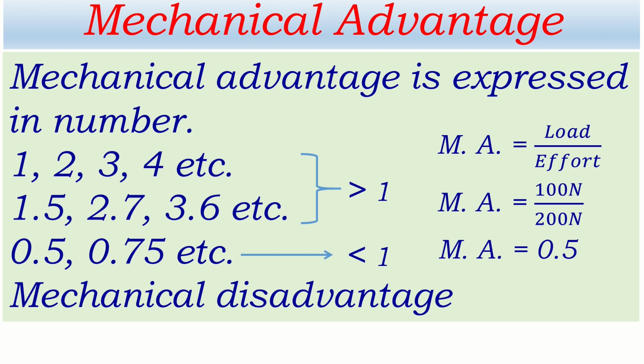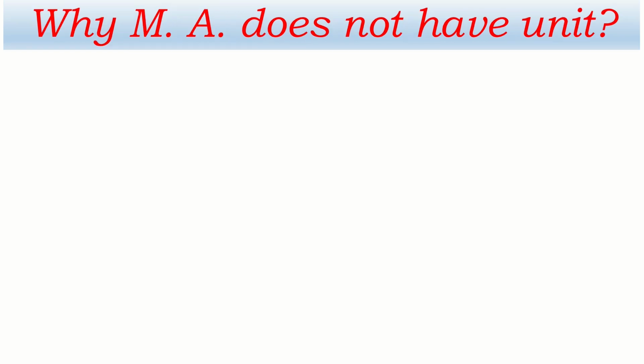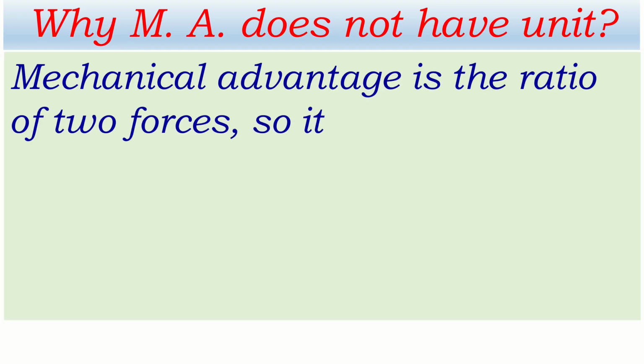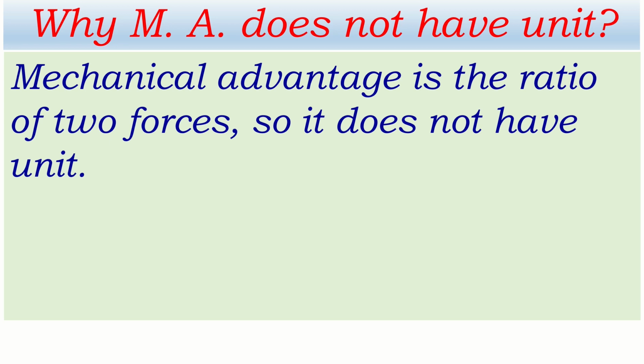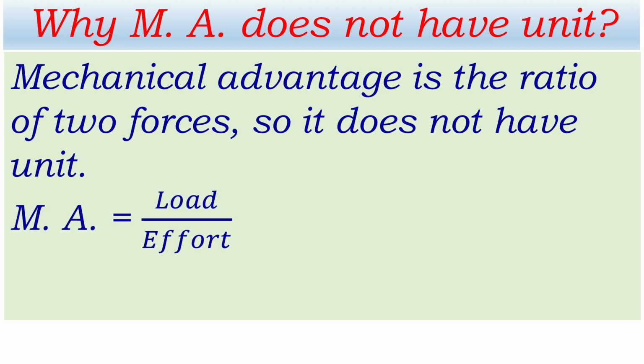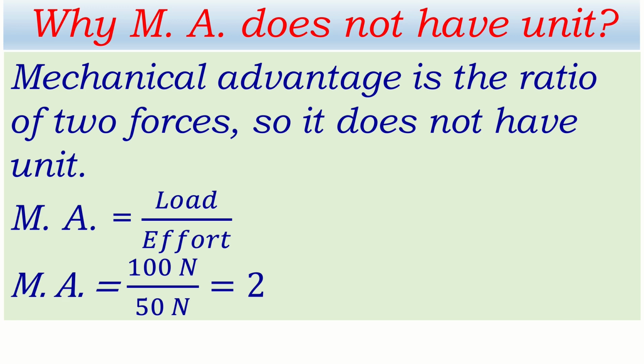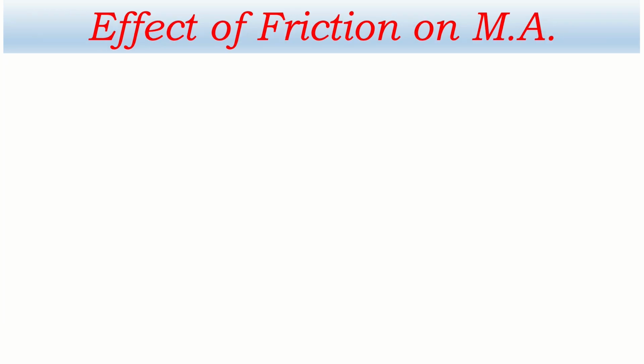Okay, let's go to the next part. Why does mechanical advantage not have a unit? This is one of the interesting questions. Very simple. Actually, mechanical advantage is the ratio of 2 forces, so it doesn't have a unit. Do you remember, just now I told you mechanical advantage is equal to load by effort. Load is the force with which the earth attracts a body towards its center. MA is expressed as a number because it is the ratio of 2 forces. Units cancel each other. Okay, let's move forward.